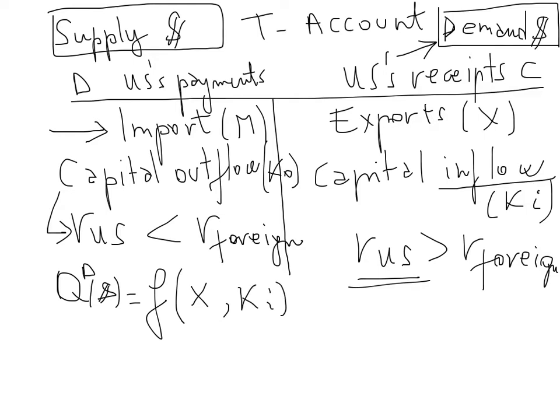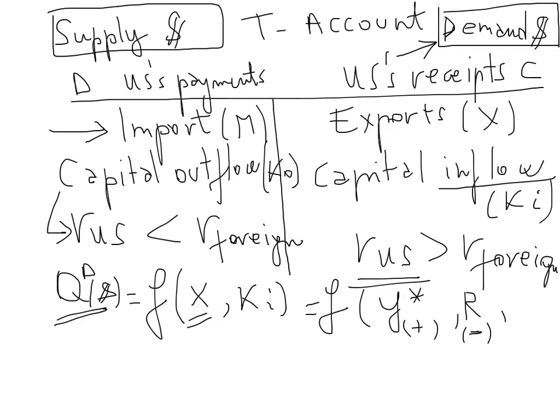And exports, if you look at the previous video, we had exports as a function of Y star with a positive sign and exchange rate with a negative sign. That was equation number 2 back then. So I'm going to write down quantity demanded for dollars is going to be a function of what X was in equation number 2, Y star, positive, exchange rate, negative, and then we have a function of capital inflow too. And that's going to be your equation number 5, I believe.